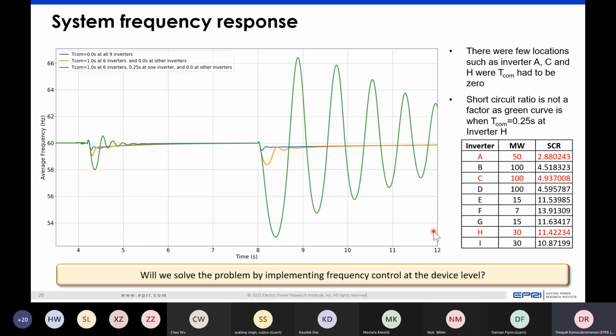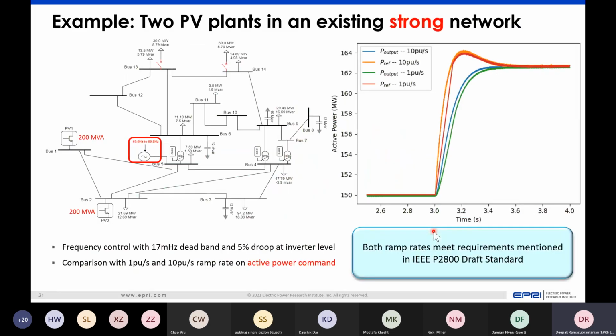So we might ask the question: can we overcome this communication delay by implementing frequency control at the device level instead of the plant level? And this is where the 2800 standard again comes into play. Suppose you consider a scenario wherein you have a system with, let's say, 2 inverter-based resources, and this is a 100% IBR system once this equivalent source disconnects.